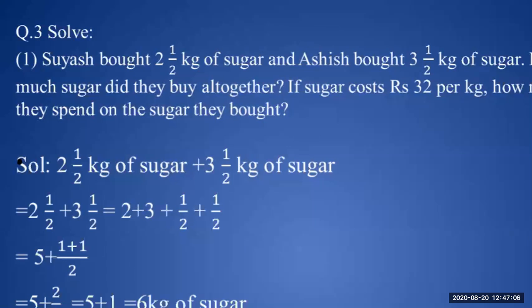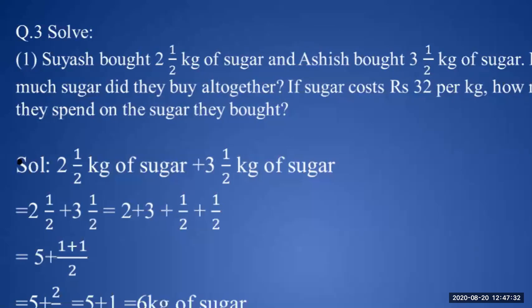All together, that means here what do you have to do? You have to add. Here, by listening to the question, you have to identify whether it is an addition sum or a subtraction sum. So here, Shreyas bought 2.5 kg of sugar and Ashish bought 3.5 kg of sugar. How much sugar did they buy all together? All together, how much did they bring?